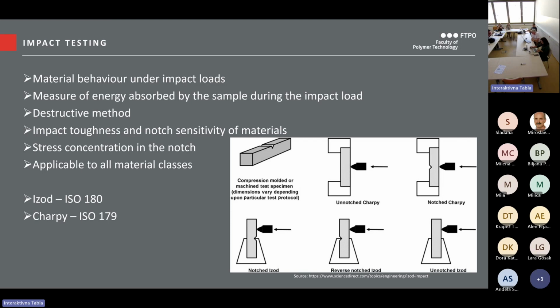179. And actually, the measurement principle and samples are the same, with the only exception that we have some differences in mounting of the sample. With Charpy tests, we mount the sample on both sides, and with the Izod test, the sample is mounted on one side and it's free on the other.